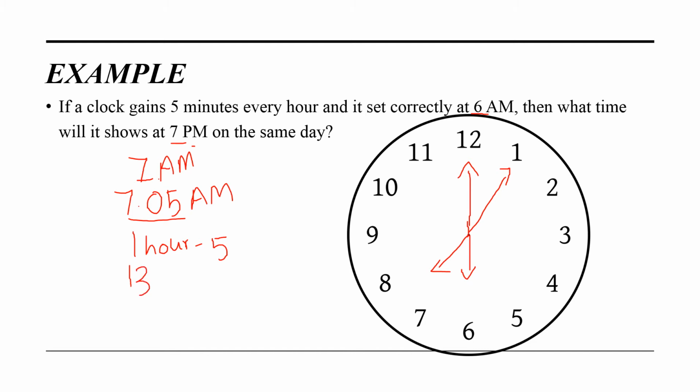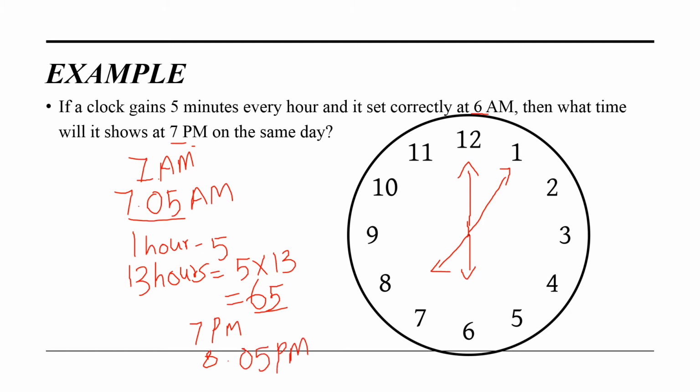We have to find the gain for 13 hours. For 13 hours it gains 5 multiplied by 13. It gives you 65 minutes. Okay, 65 minutes means another 1 hour 5 minutes it gains. So when the correct clock shows 7 p.m.